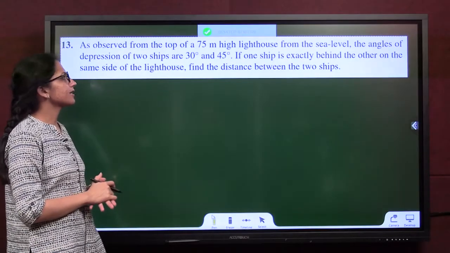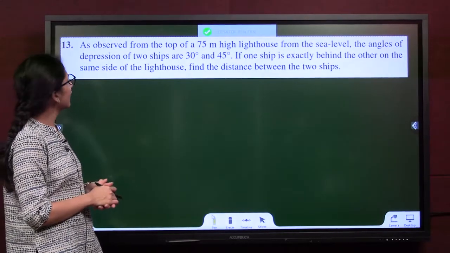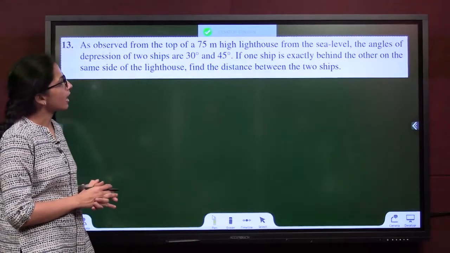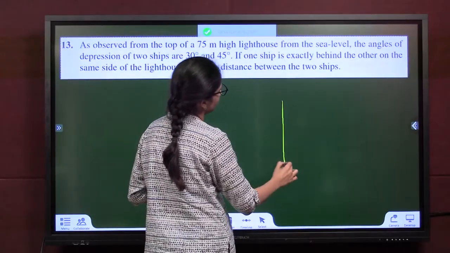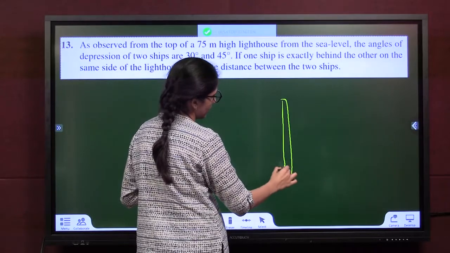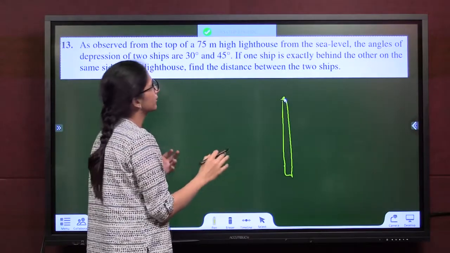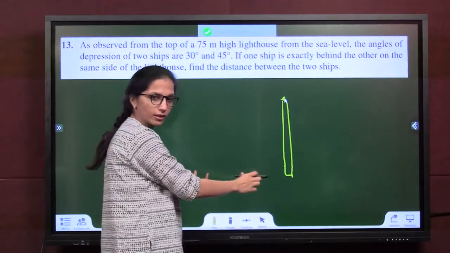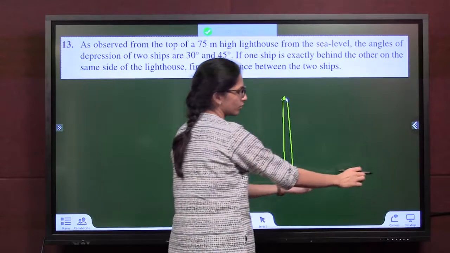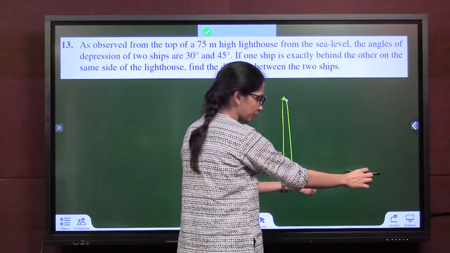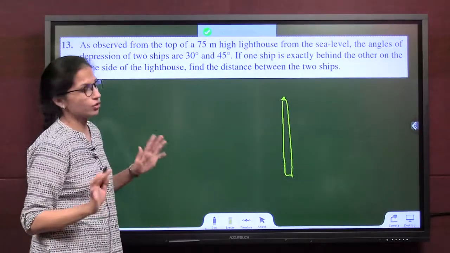Question 13. As observed from the top of a 75-meter high lighthouse from the sea level, the angles of depression of two ships are 30 degrees and 45 degrees. So now, let's say this is the lighthouse. Angle of depression from the top of a lighthouse, there are two ships. So the ships can be both here, or this. This 2 here and 2 here is the same case. But how do you know whether you have to select both on the same side or on different sides of the lighthouse? We don't know for now, so we'll just keep it pending.